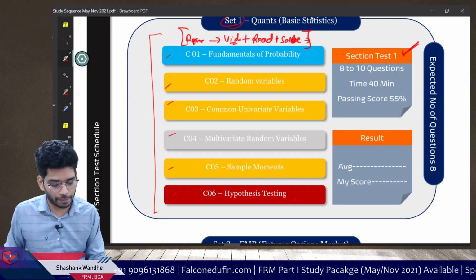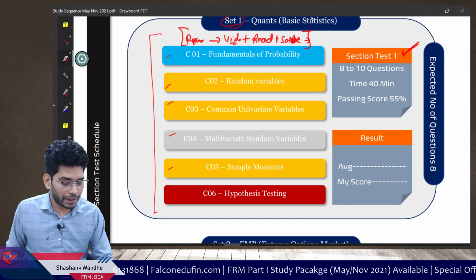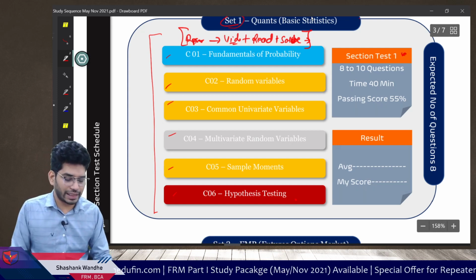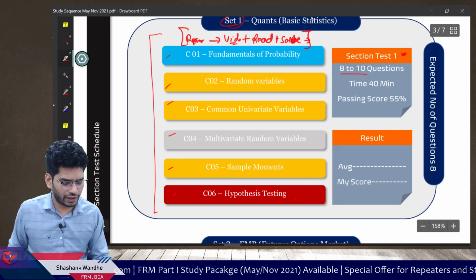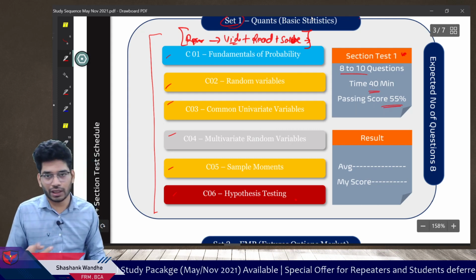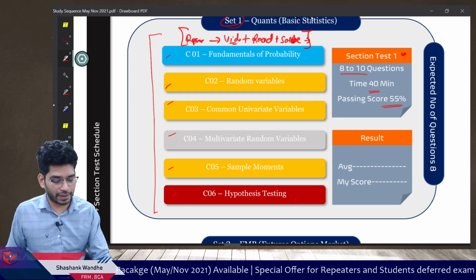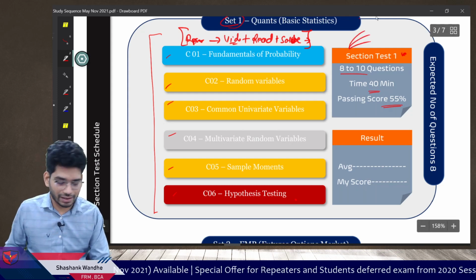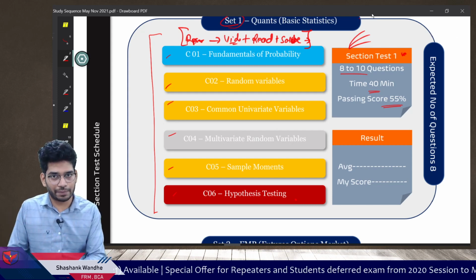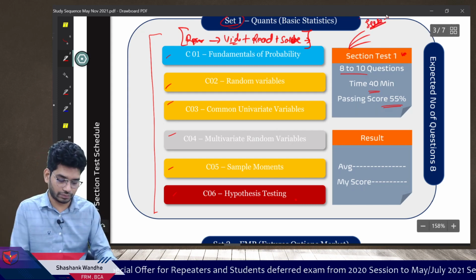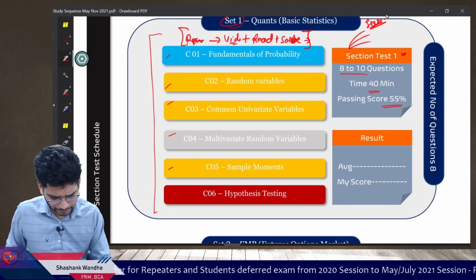For this particular purpose, I recommend the section test. So this is the information on the section test: 8 to 10 questions, time limit, and passing percentage. Now there are two ways to appear for this particular section test, or three, we can say. First is the subscription model. So you can subscribe to a section test and solve it.